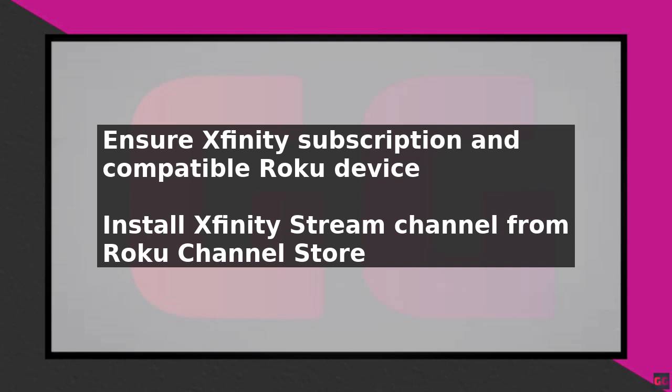Once the channel is installed, launch the Xfinity Stream channel and select Sign In. Enter your Xfinity username and password to authenticate your account. If you do not have an Xfinity username and password, you can create one on the Xfinity website.